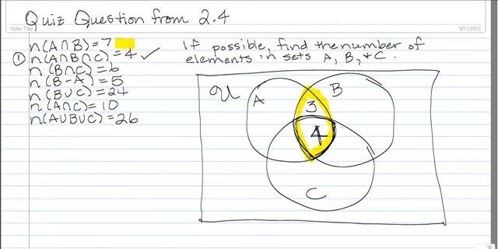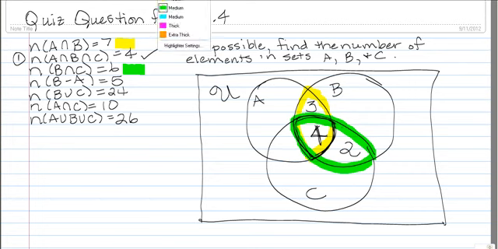Now I'm going to move down to B intersect C. I'm going to do that one in green. B intersect C is this region. I already have 4. I want 6, so I need 2 more to make 6. Okay, and I need 1 more.